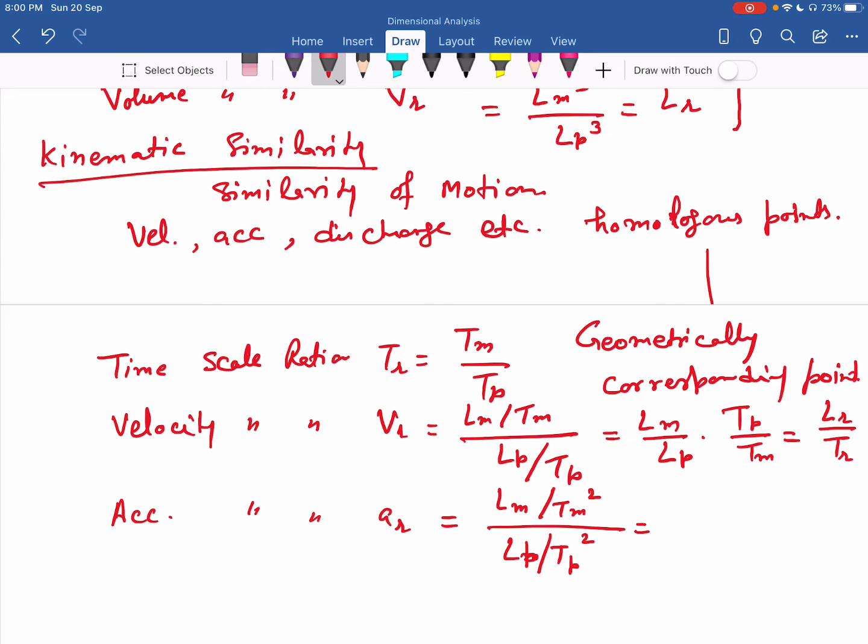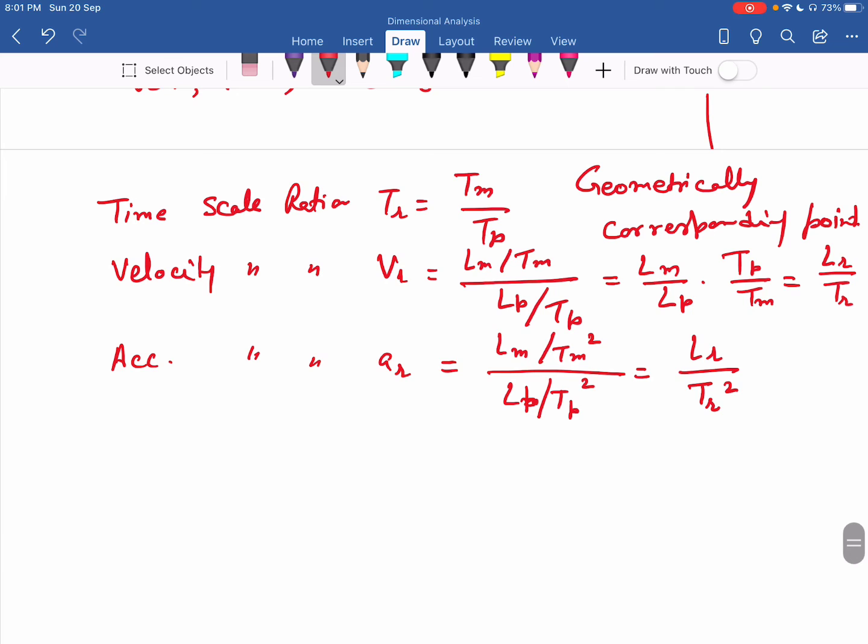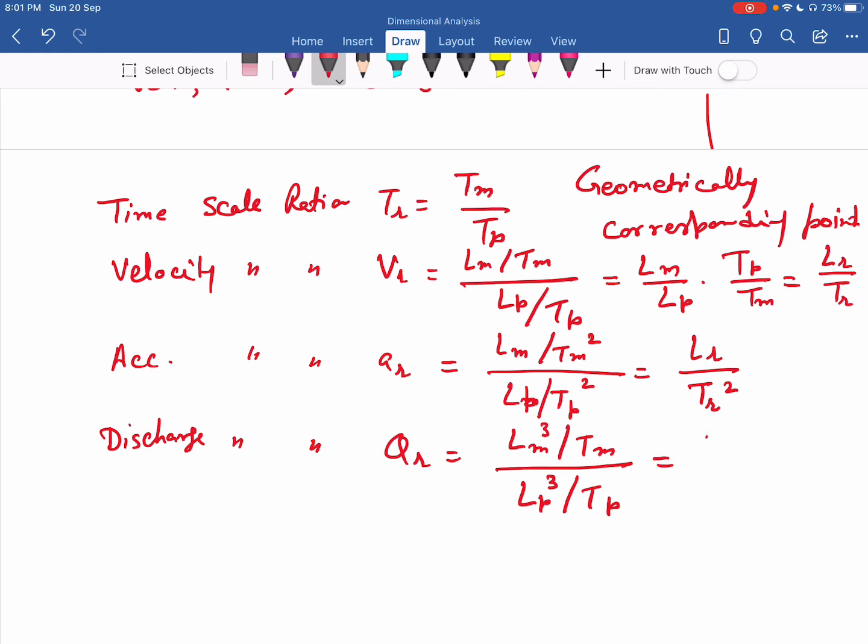Okay, so I write it as LR upon TR square. Then the discharge scale ratio, that is QR, LM cube upon TM, LP cube upon TP. So that is LR cube upon TR. So these are some scale ratios that we have to establish in kinematic similarity.